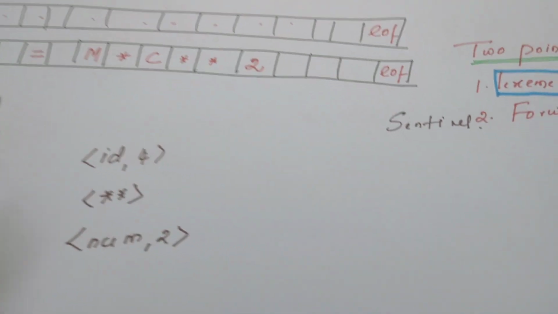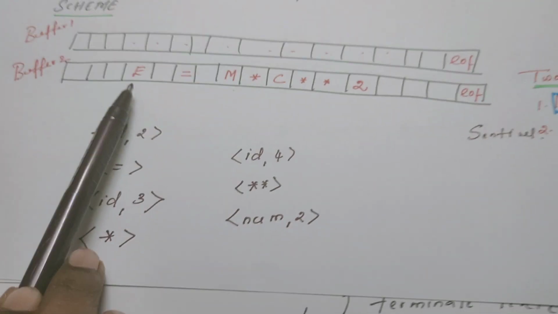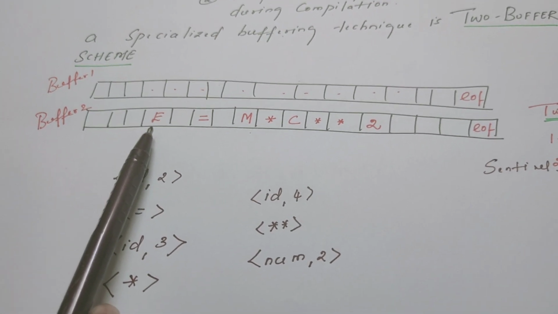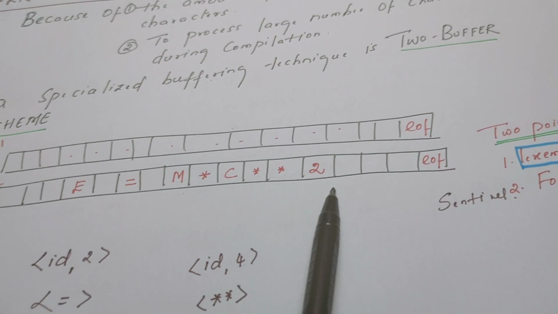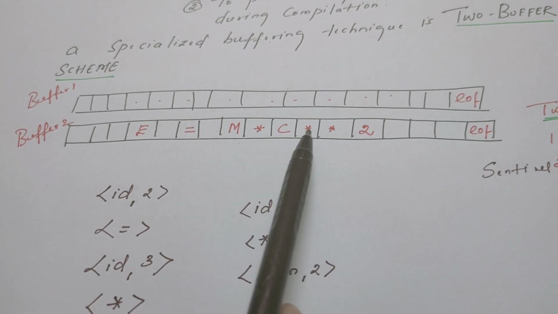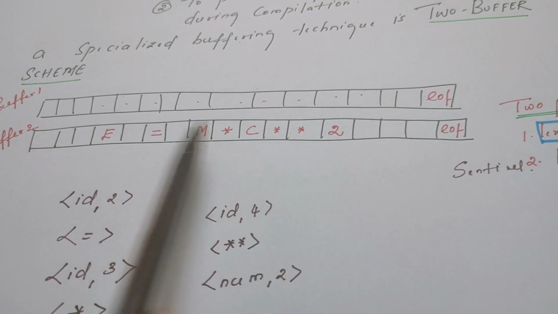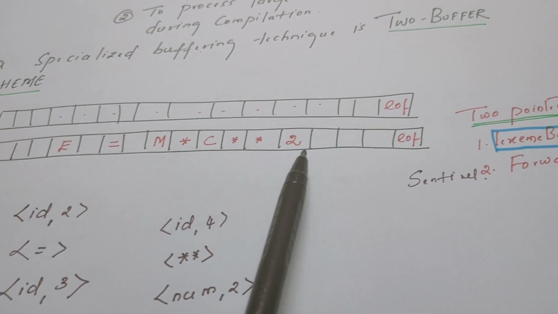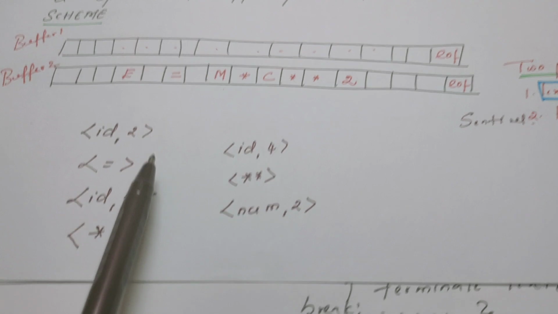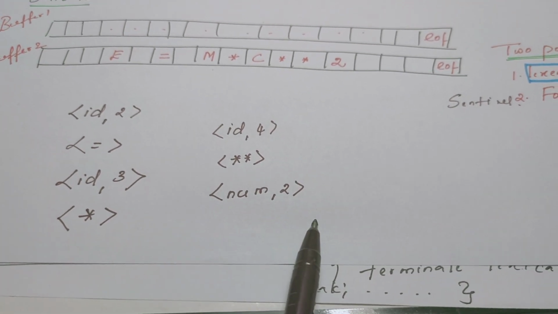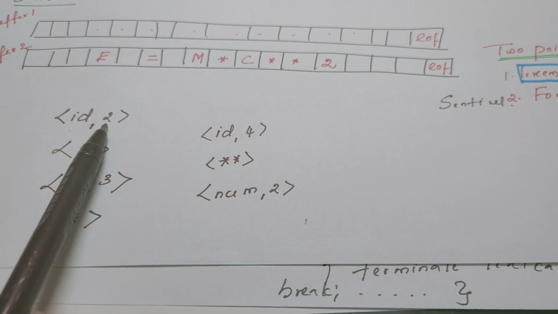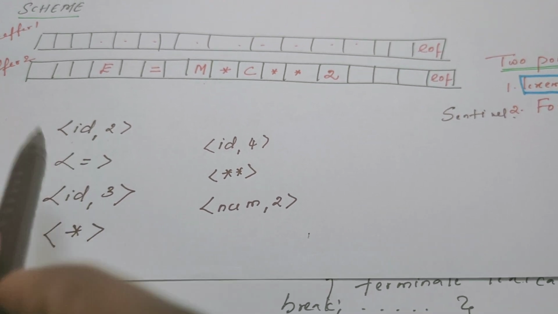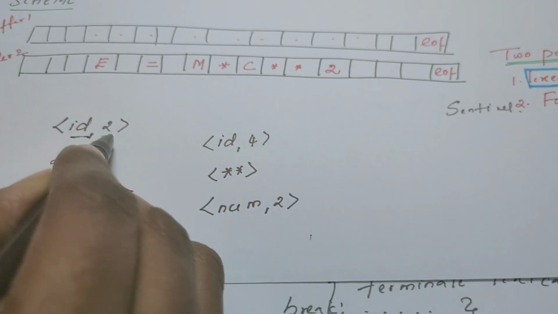Now we are going to understand this two buffer scheme from an example. What is the statement available in the buffer? E = M * C ** 2. This is the multiplication operator, and this is the exponent operator. When this is read by the lexical analyzer, it generates this set of tokens. E is an identifier and its attribute value is 2. This is the token name and this is the attribute value.